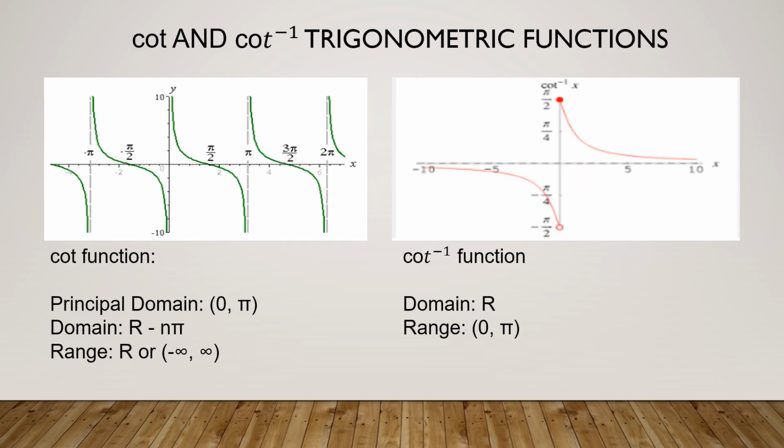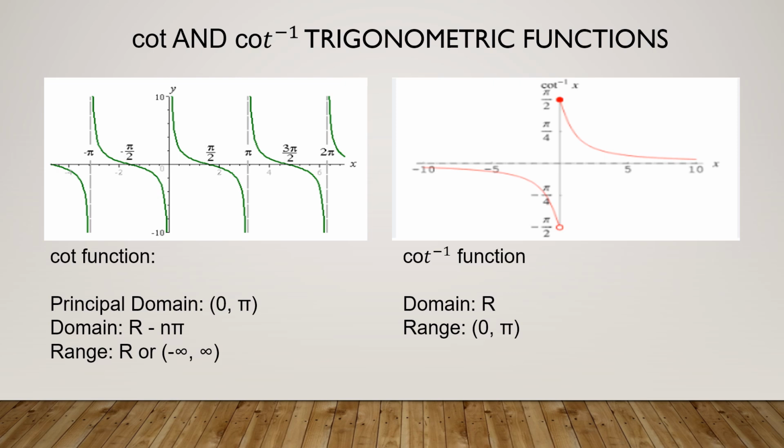Similarly, we have cot and cot inverse. Cot function principal domain is 0 to pi. Cot is cos upon sine. And the domain is R minus n pi, because at pi, 2 pi, minus pi, it is not defined. Cos upon sine. So once again, say at pi, it will be minus 1 upon 0, which is not defined. So the principal domain is 0 to pi open interval. Domain is R minus n pi. Range is R or minus infinity to infinity.